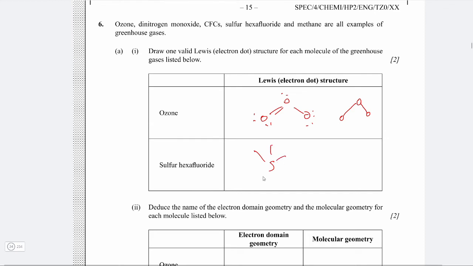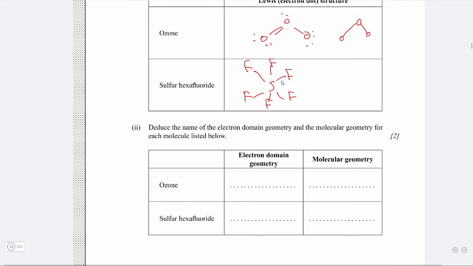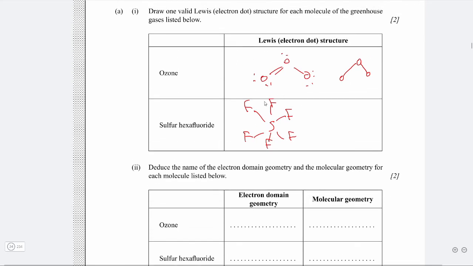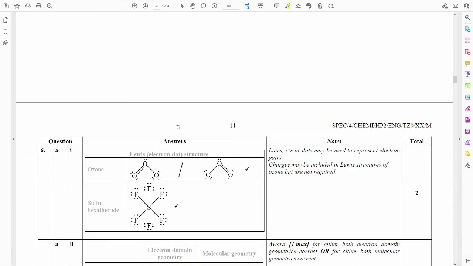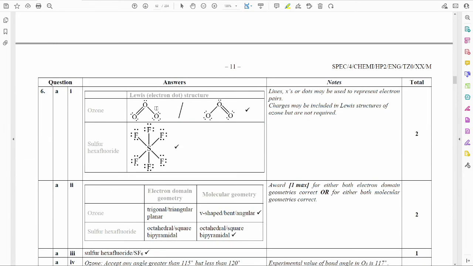Let's see, this would be better. 6 fluoride atoms around the sulfur. Well, if you want to draw the Lewis structures, you would really count up the valence electrons first, and then make sure that they all obey the octet rule. And if there's anyone left, you just put it in the central atom. But I don't think there's anyone left in this case. So yeah, that's how they look.